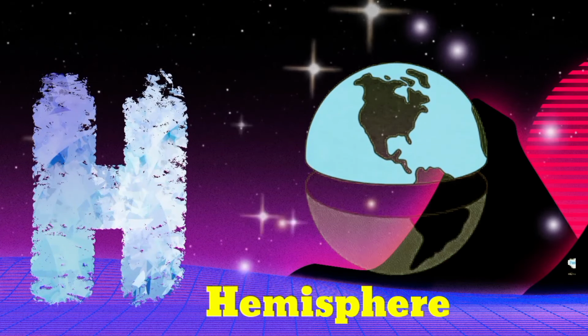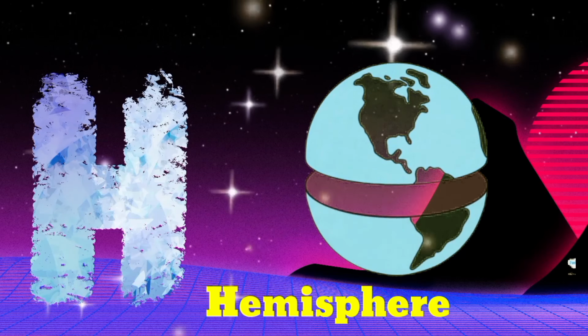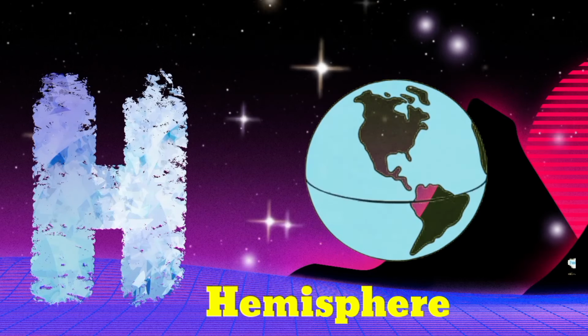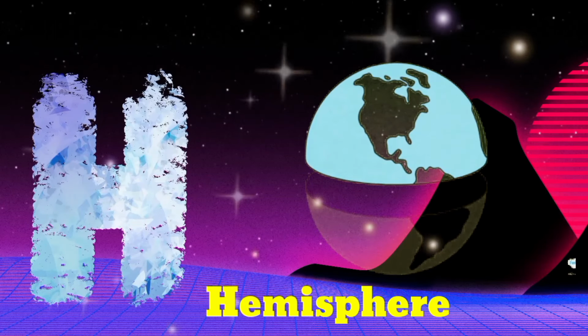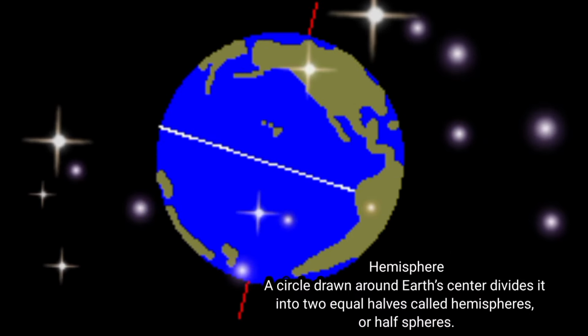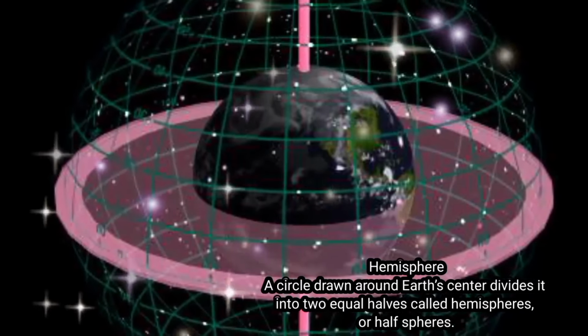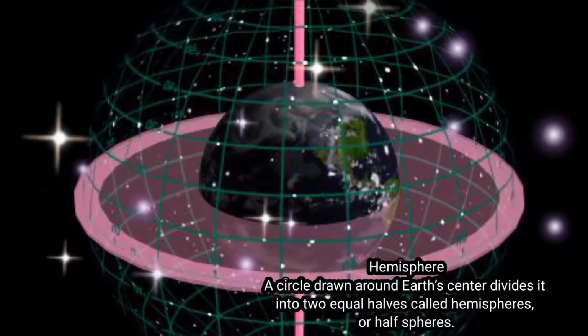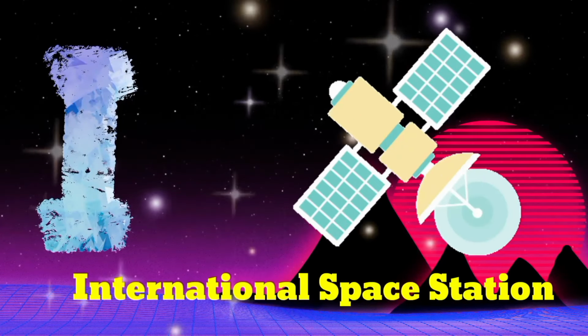H for hemisphere. Half of the sphere, isn't it? Hemisphere is a circle drawn around the Earth's center, divides into two equal halves called hemispheres or half spheres.